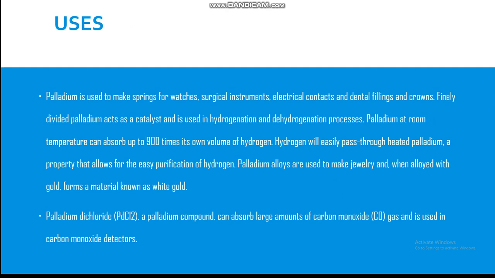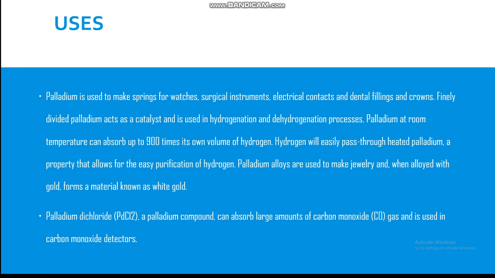Uses. Palladium is used to make springs for watches, surgical instruments, electrical contacts, and dental fillings and crowns. Finally, divided palladium acts as a catalyst and is used in hydrogenation and dehydrogenation processes. Palladium at room temperature can absorb up to 900 times its own volume of hydrogen. Hydrogen will easily pass through heated palladium, a property that allows for easy purification of hydrogen.